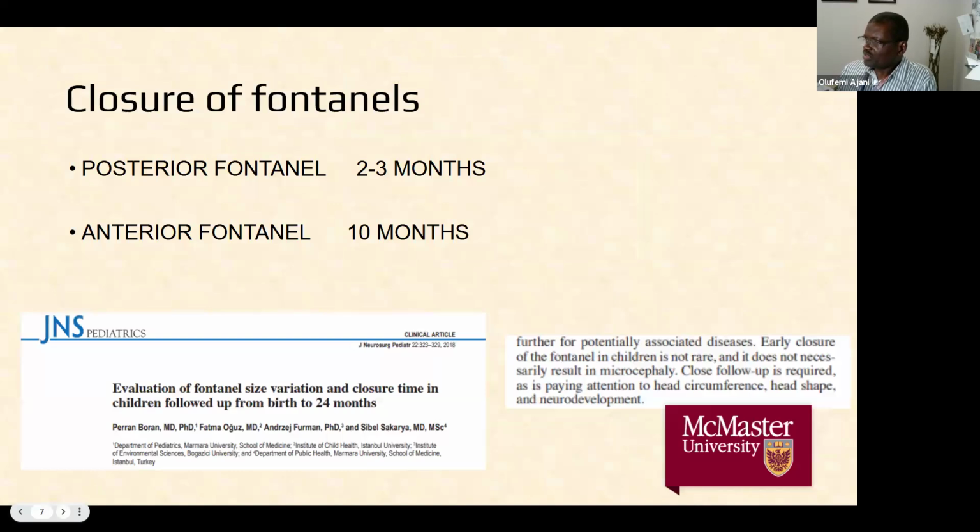Now, when do the fontanelles close? This is a common question. On average, the posterior fontanelle is the first to close, usually within the ages of 2 to 3 months, but it could close early without any pathological significance. The anterior fontanelle closes around the age of 10 months, but early closure and late closure are very well known, and it's usually of no pathological significance.